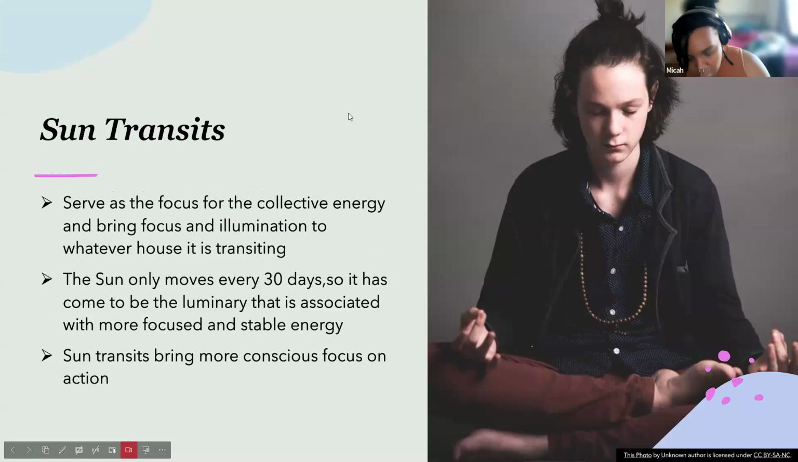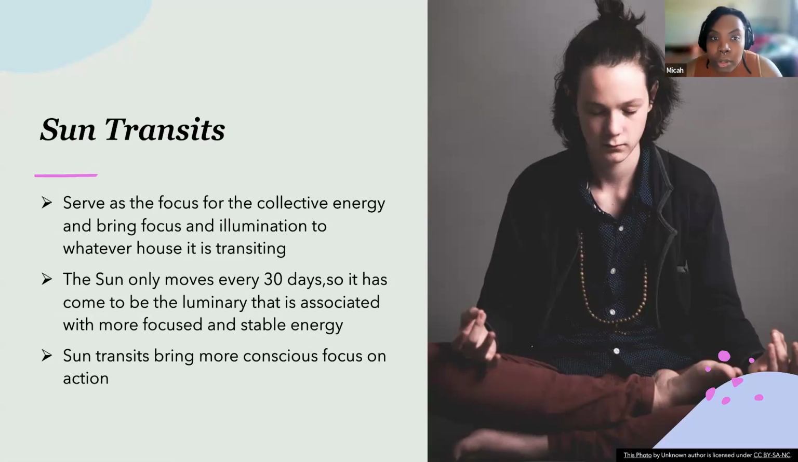Okay, so we're going to talk a little bit about how certain transits per planet express themselves. Let's start with sun transits. The sun takes about 30 days to get through one sign. Right now we're in Aries season. Shortly, we are going to be going into Taurus season, and there will be an energy shift.